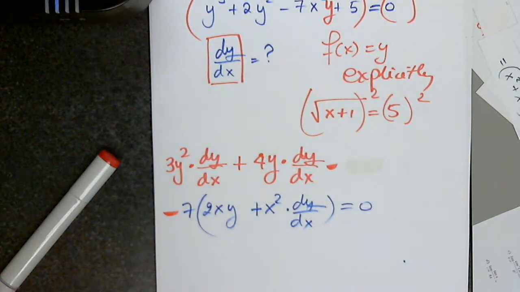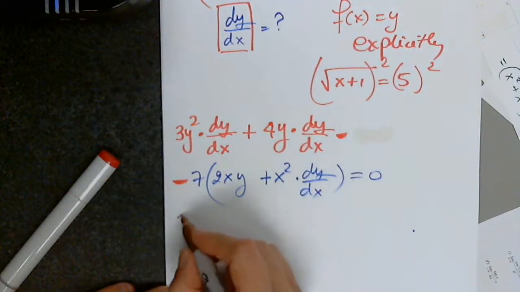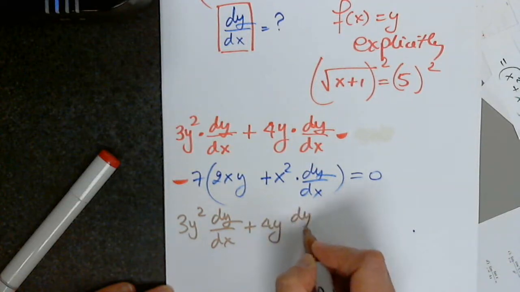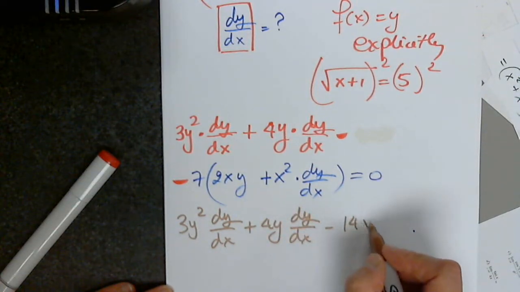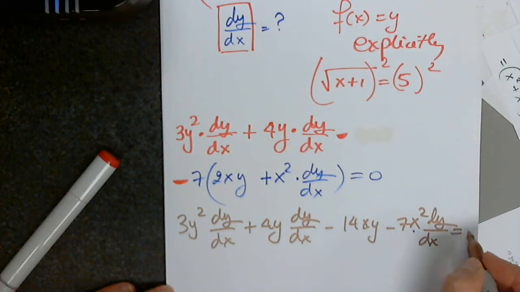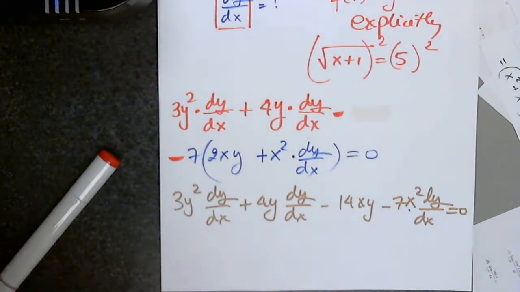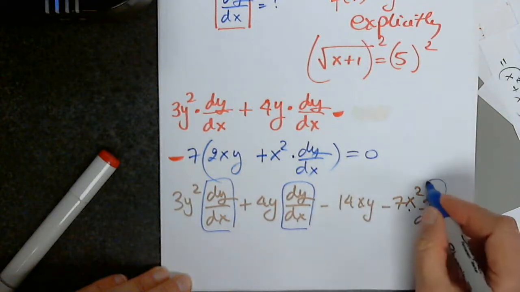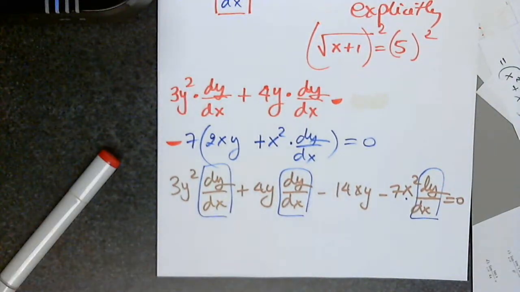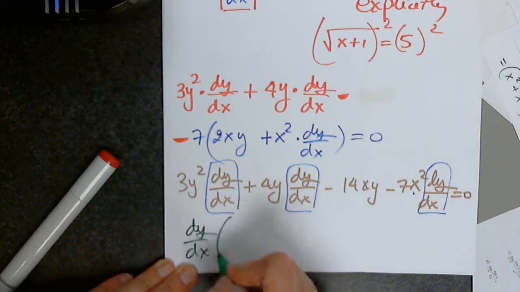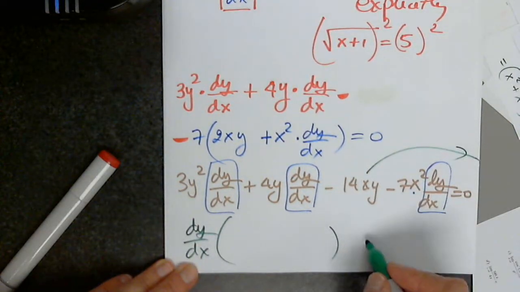Okay, I'm going to distribute negative 7. So I have 3y squared dy over dx plus 4y dy over dx minus 14xy minus 7x squared dy over dx is 0. And here's your hint. Remember, I am after dy over dx. What should I do next? Exactly. I must factor out dy over dx. And I must move this to the other side.